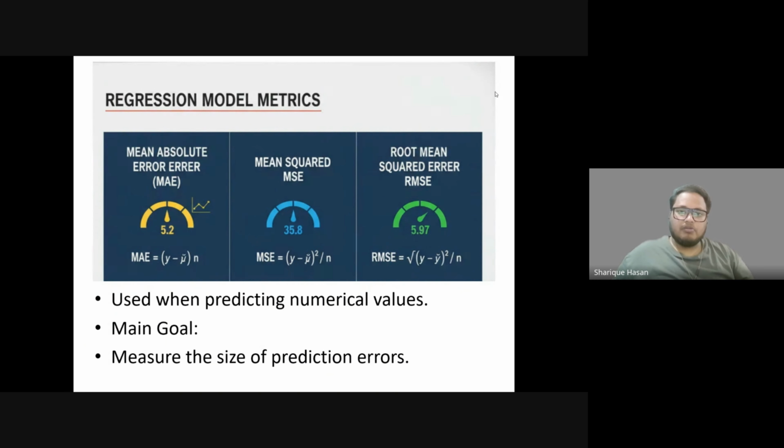Now we have regression model metrics. What are these? There are three types: mean absolute error, mean square error, and root mean square error, RMSE. I will explain them one by one. They are used when you have to predict a numerical value. Accuracy and F1 score are different things. When you need to predict a numerical value, you need to have these.